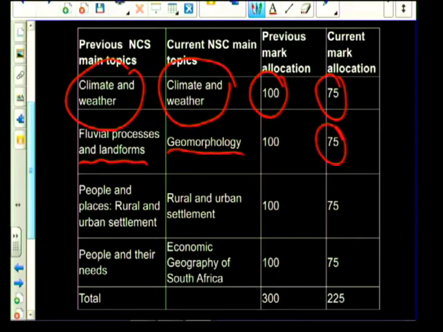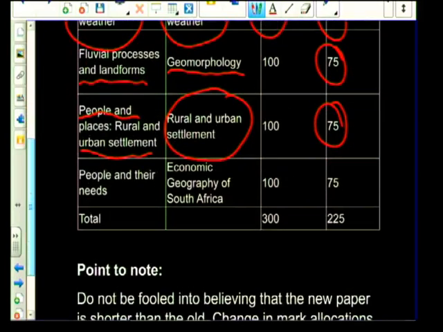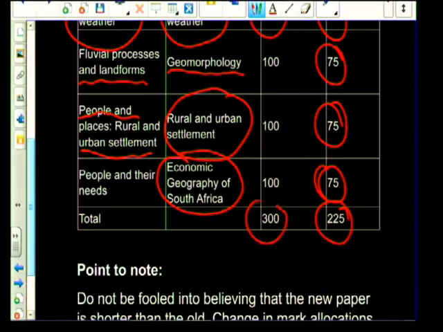Same, changed to 75. The next section, in the previous NCS curriculum, was people and places, rural and urban settlements. All we did was take out people and places and just keep it at rural settlement. Once again, 75 marks. The last section was people and their needs. Now we've got economic geography. I'm putting these 75 marks, it's not 75 marks for each question, but I'll go through it at a later stage. The new total is 225 marks compared to 300.